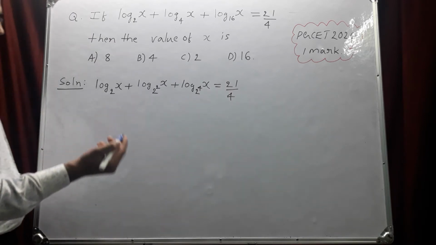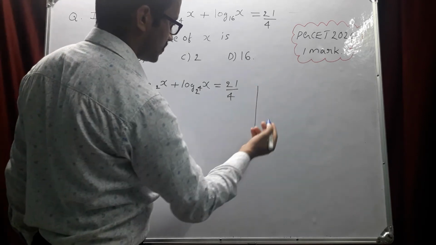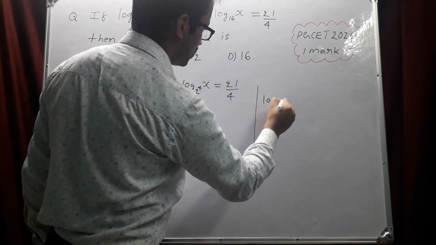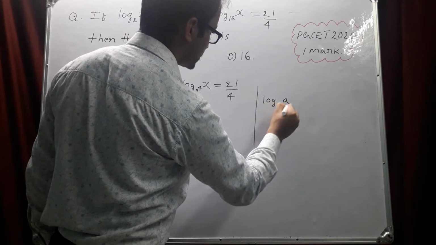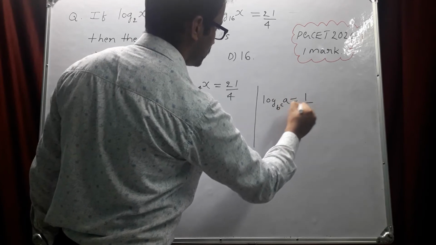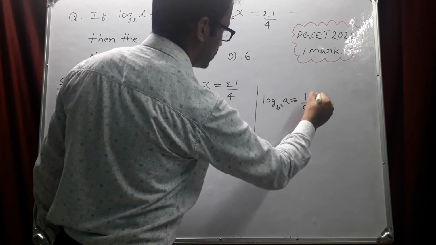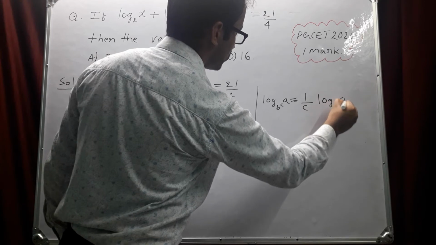So next we have seen one property. So that is log a to the base b power c can be written as 1 by c into log a to the base b.